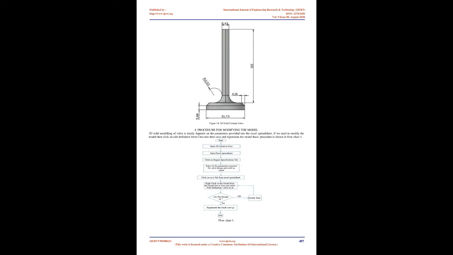Save the sheet by clicking on the Save button. Now update the model from the Creo feature tree. It will automatically assign the valve dimensions as per the MS sheet data. The 3D generated solid object of the exhaust valve as per the engine specification is shown in figure 10.